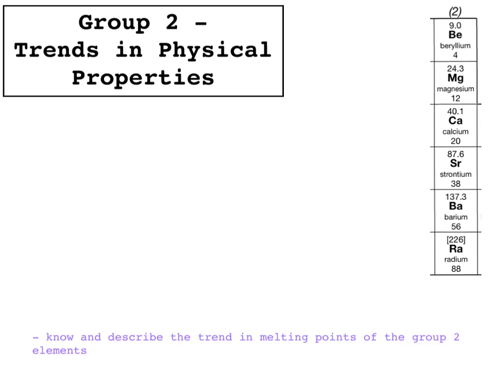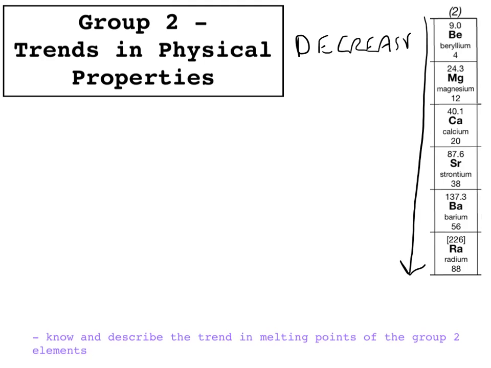Finally, we come to the melting points. So remember, when we discuss melting points, we've got to think about first what the crystal structure is, and then why that crystal structure might become stronger or weaker. The melting points down the group decrease. So we've really got to think about why that is.